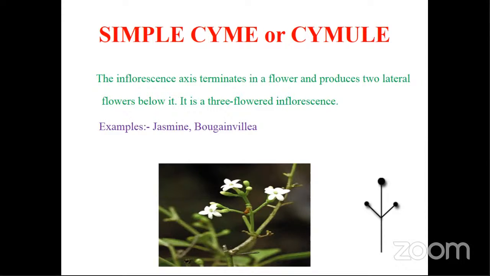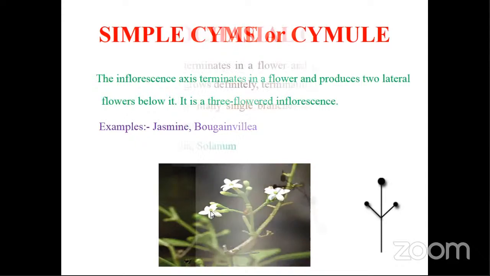Here the inflorescence axis is not branched. It produces only two flowers. You can see the peduncle grows definitely, terminates in a flower and produces two lateral flowers on either side. This is the inflorescence. This is simple cyme.